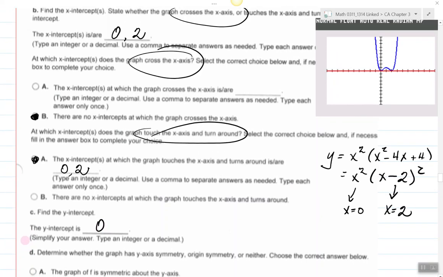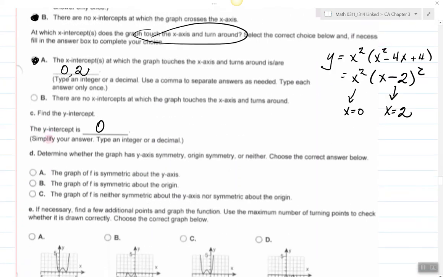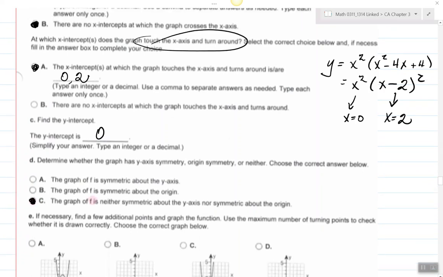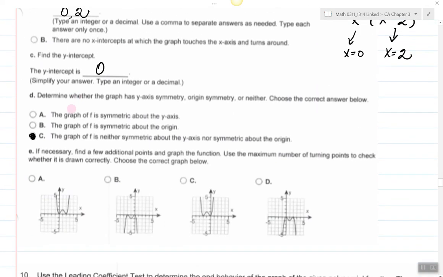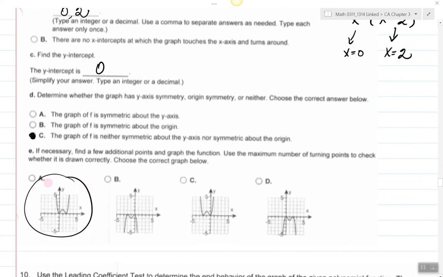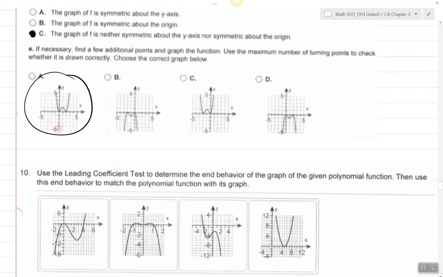Although this is a symmetrical shape, it is not symmetrical about either the y-axis or the origin, so this has no symmetry. What does the picture look like? It looks like choice A. Your grapher can be very helpful. Let's look at number 10.